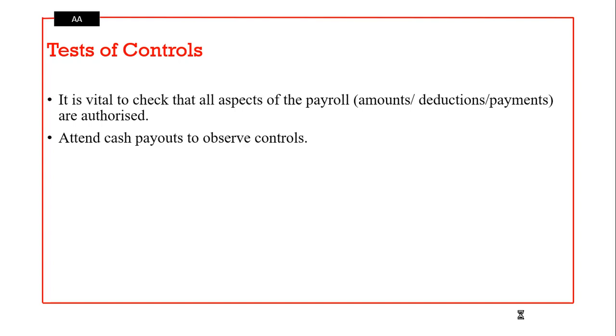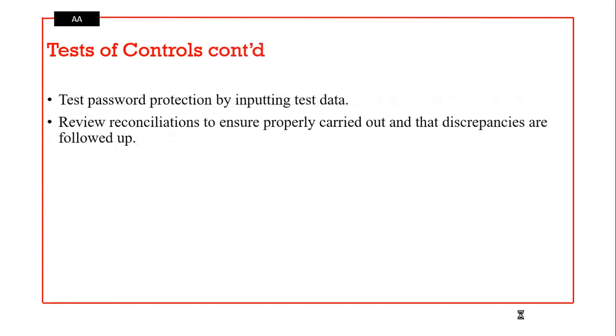It is vital to check that all aspects of the payroll is authorized. Amounts to be paid, deductions to be made, payments, net payments to be made are duly authorized. There must be an attendance to cash payouts to observe controls. By you, the auditor, remember that there could be issues of fraud and claimed pay. How does the company resolve those?